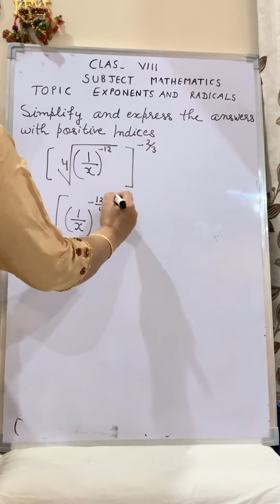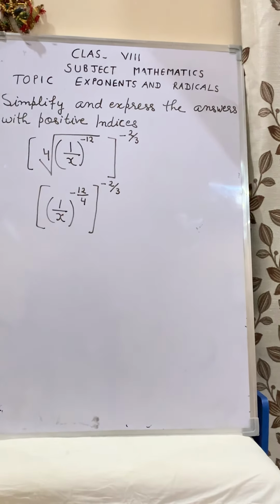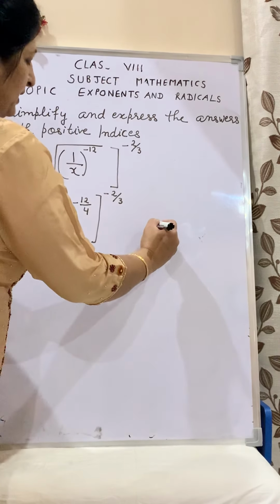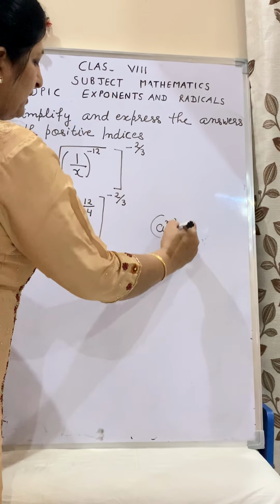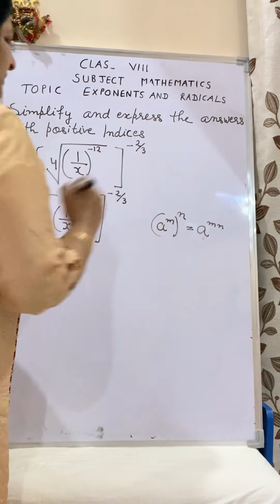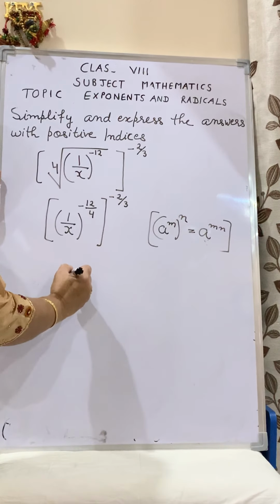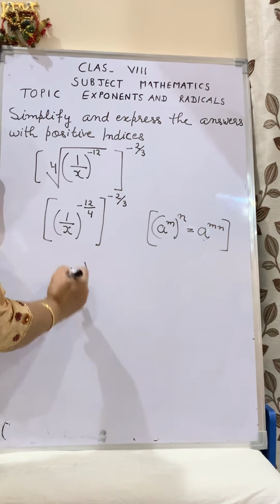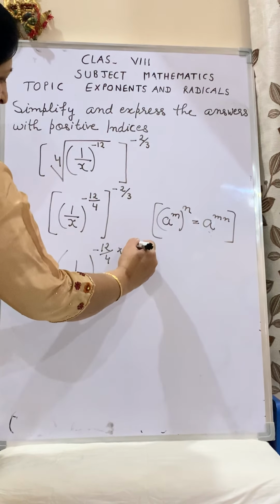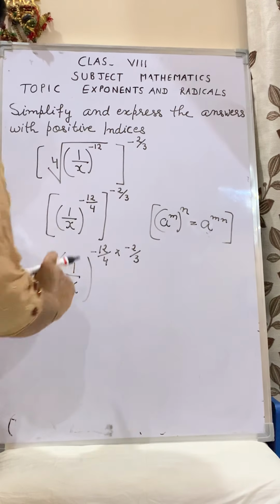And the whole power is minus 2 by 3. Here we will apply the law of exponent. a raised to power m whole power n is equal to a raised to power mn. So 1 by x raised to power minus 12 by 4 multiplied by minus 2 by 3. Minus multiplied by minus is plus.